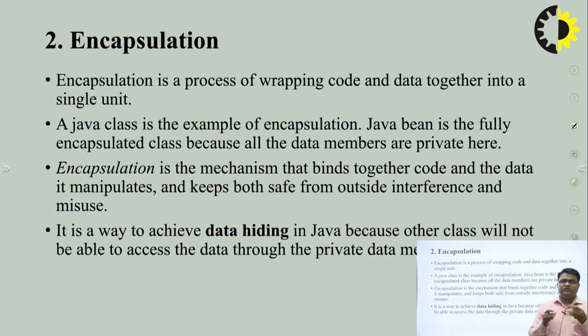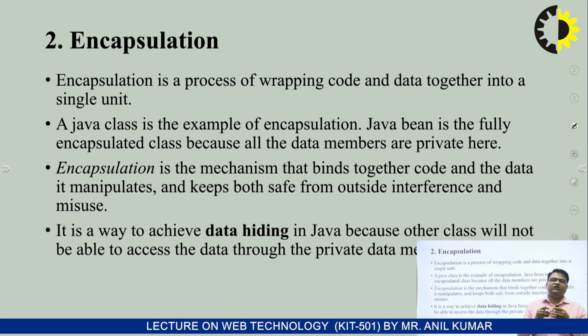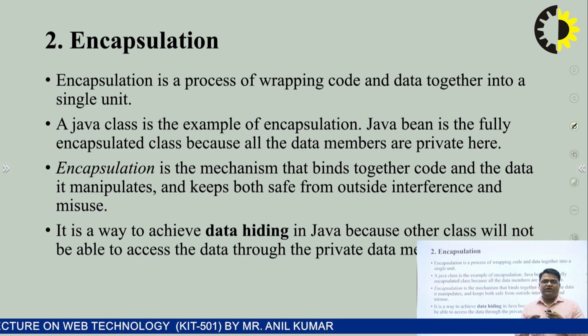A Java Bean, which is also a class in Java, is a fully encapsulated class because all the data members are private here. We declare the data members, methods, and variables inside a bean with private accessibility. Private accessibility means we cannot access those particular fields outside the class.